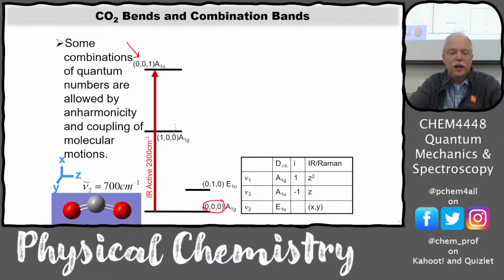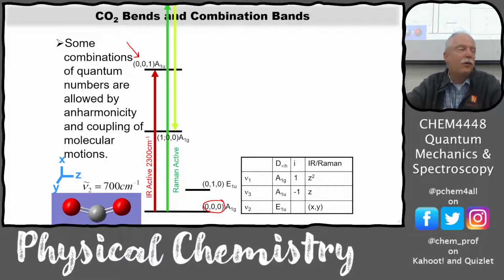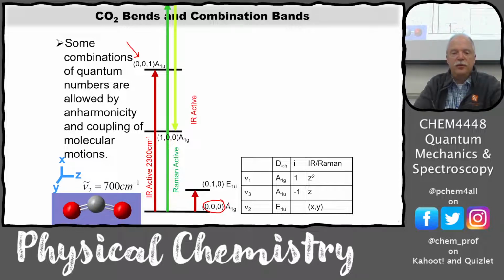This one here, again, 0,0,0 to 1,0,0. So that's the single excitation in the first vibrational state. So we call that nu 1. And that one is achievable by Raman spectroscopy. And we also have the vibrational frequency of nu 2. So here we're going from 0,0,0 to 0,1,0. That's the vibrational frequency for nu 2, and that's around 700 wave numbers. You see over here, this nu 2 is 700 wave numbers.